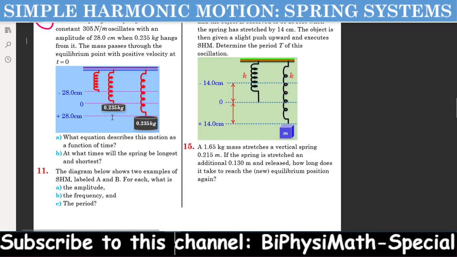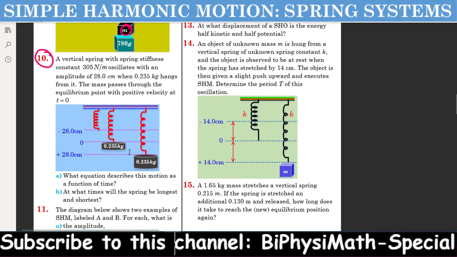Since the mass here in our problem has zero displacement and a positive velocity at t equals 0, the equation will be a sine function, because at time t equals 0 the displacement is 0, with a positive velocity.